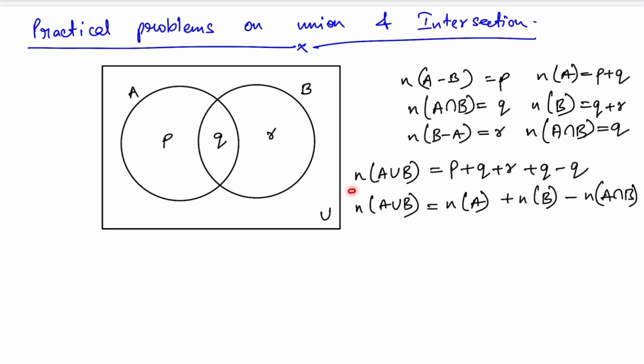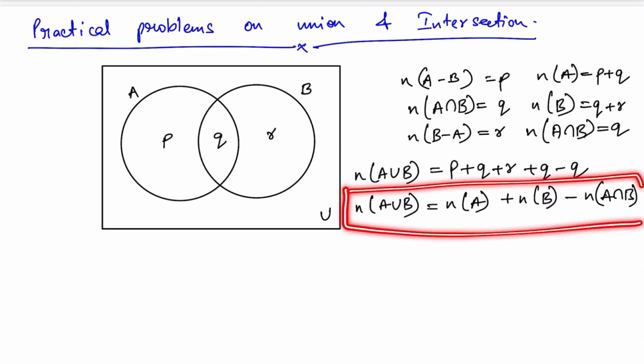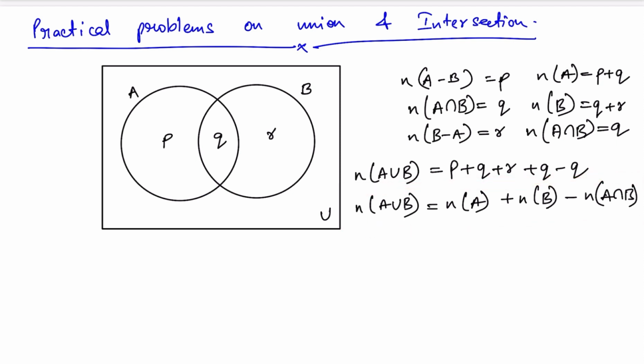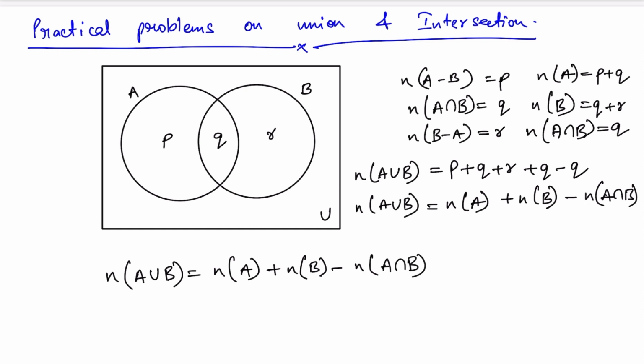So we have come to this formula. Finally, we have come to this formula. This is the formula which is a relation between union and intersection of two sets. Okay, this is the formula.